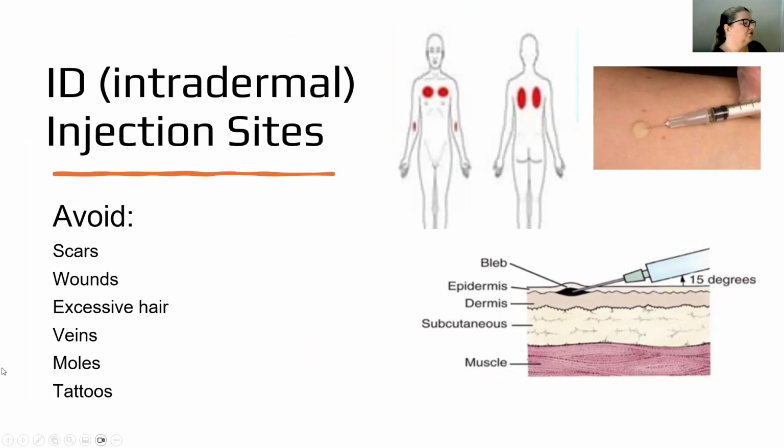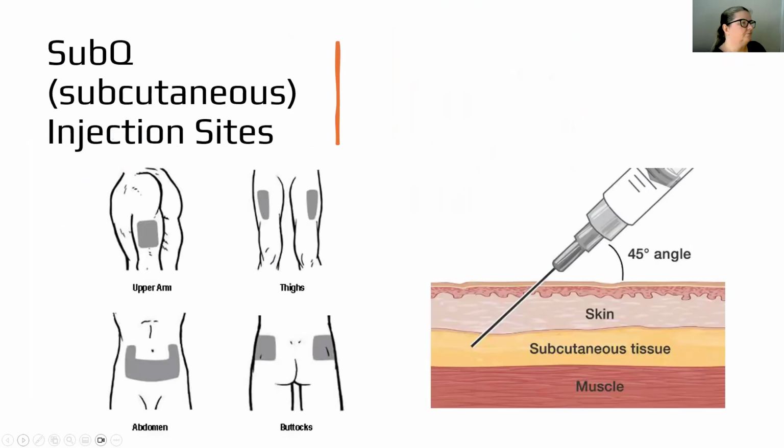Okay, so that is your ID. Here's your sub-Q. So sub-Q again, you can see it, right? This is what you envision in your brain. Going through the skin into the fatty tissue. This person is kind of a normal size individual looking at the amount of fatty tissue they have. So you'd go in at an angle, okay?